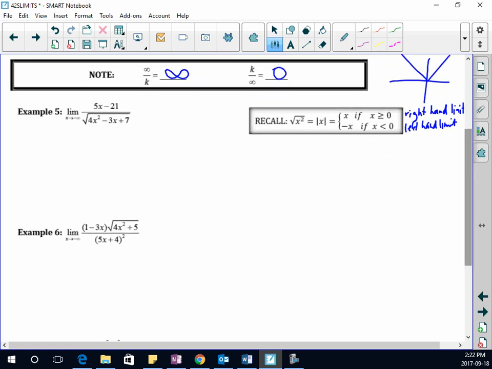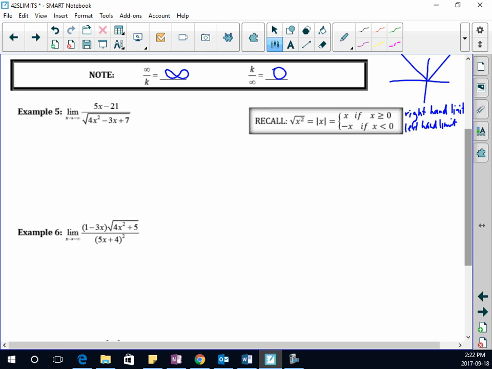So, let's look at this. X is going to negative infinity. What does that mean? It's going to the far left. So when we talk about absolute values, we wouldn't have to split it up. We know it's this one. Does everybody see that?